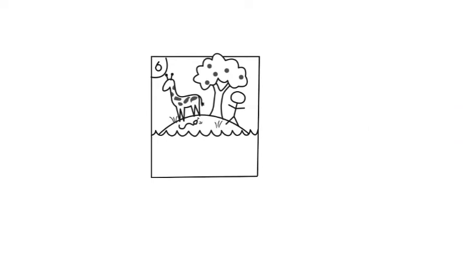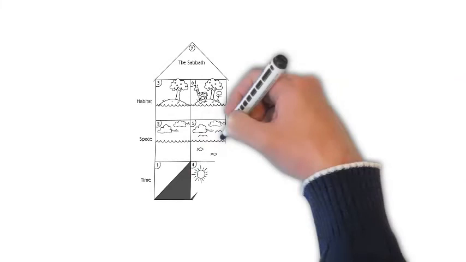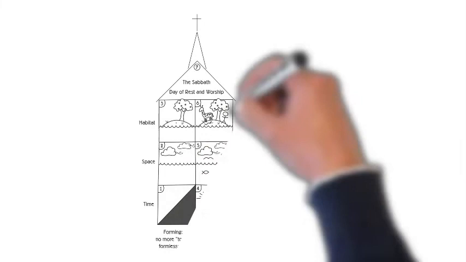Creation is almost complete, except for the climax, the roof on the whole building. That's the seventh day, the Sabbath, the day of rest and worship. Let's mark that by putting a roof on top. The structure we've been building is a temple. As Christians, we mark a house of worship with a cross. So if you want to put a steeple and cross on the top, go ahead. Congratulations, you have just drawn a picture of the temple universe that God built in 7 days.